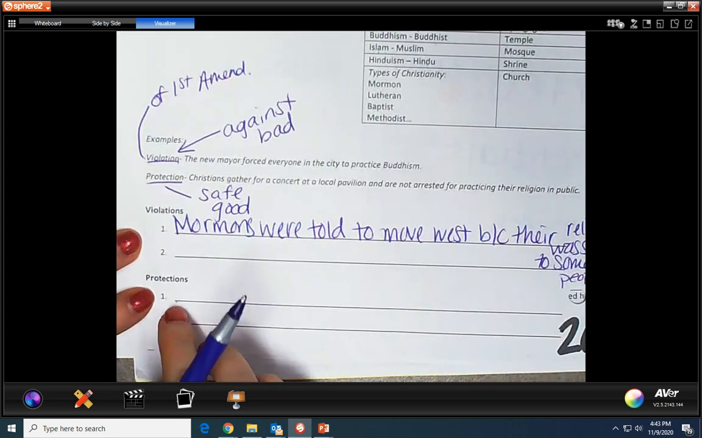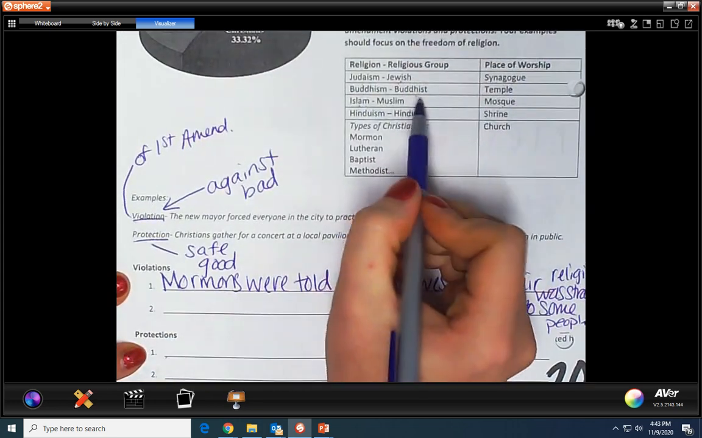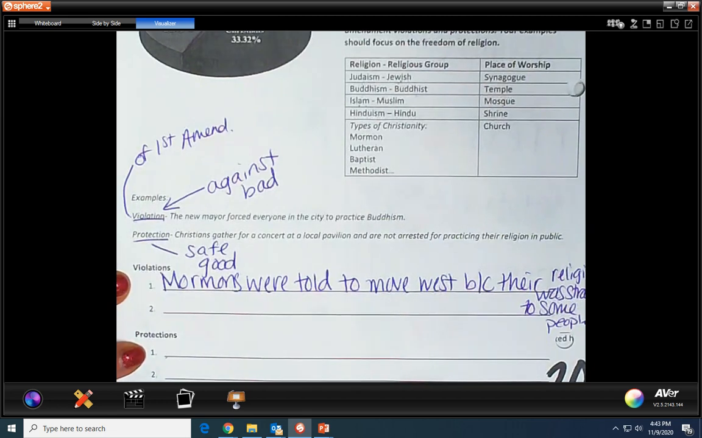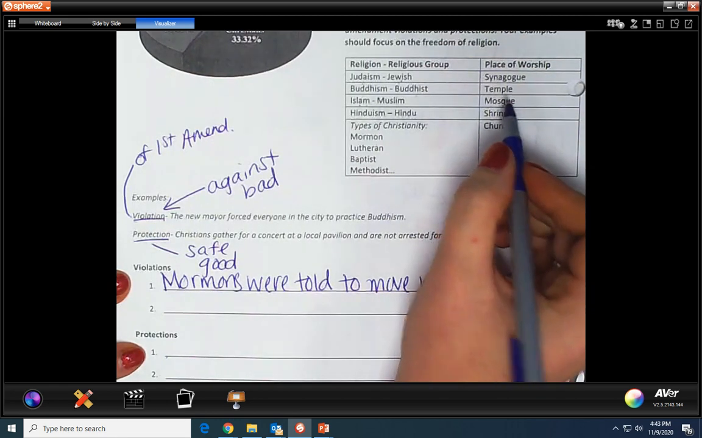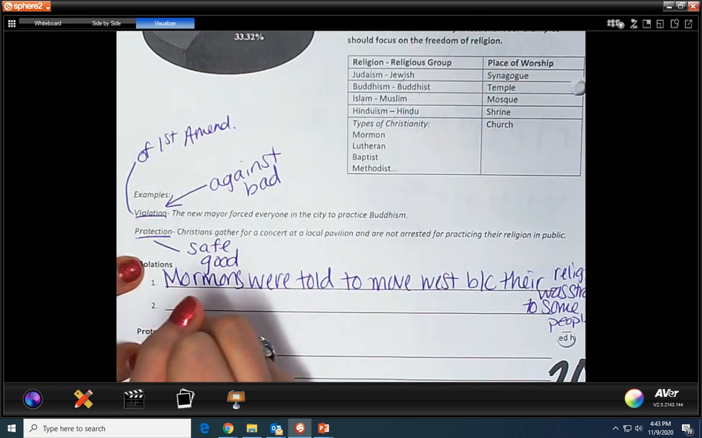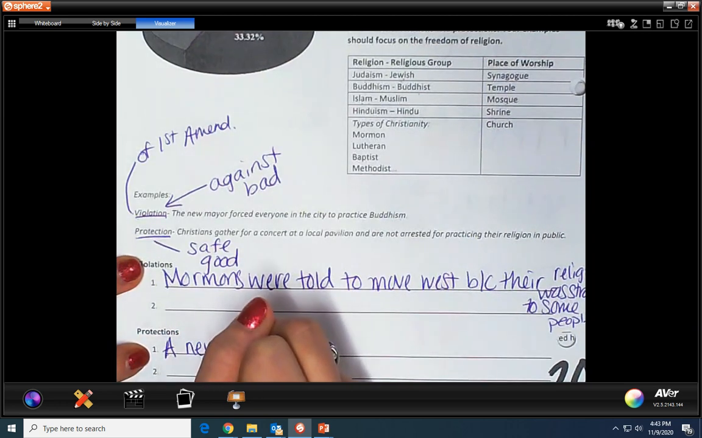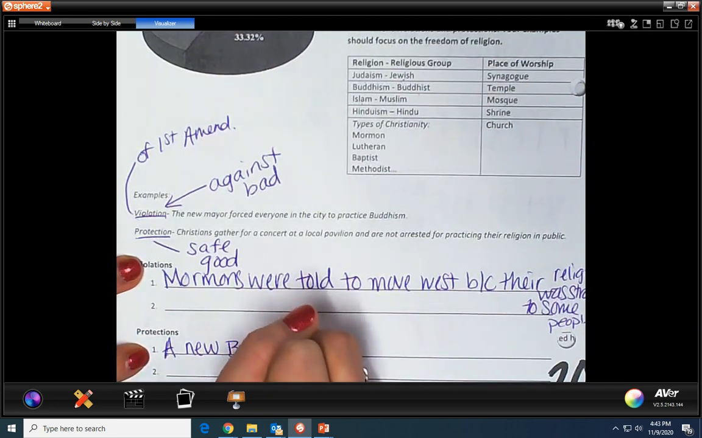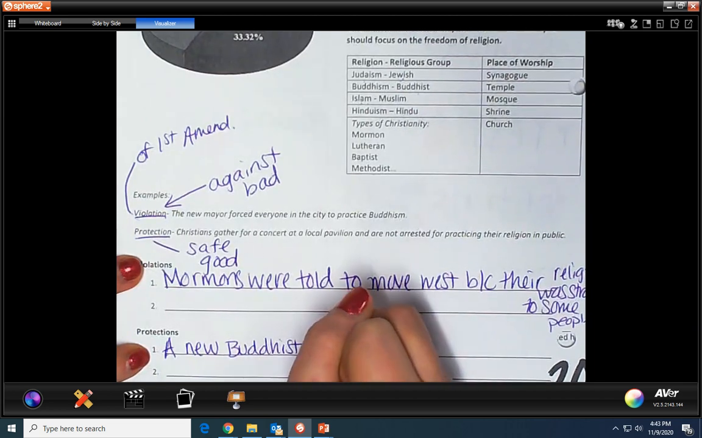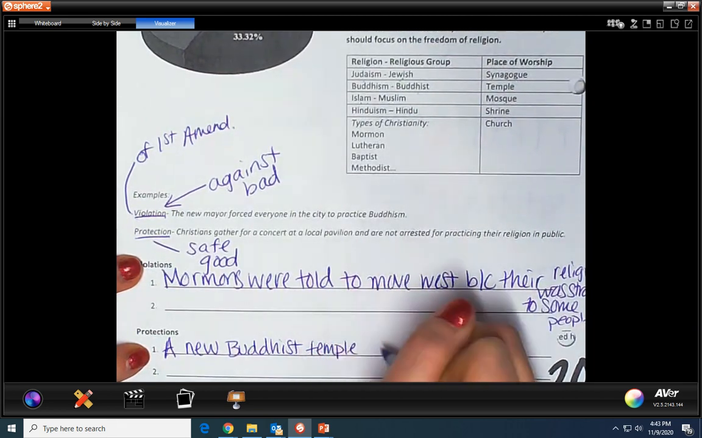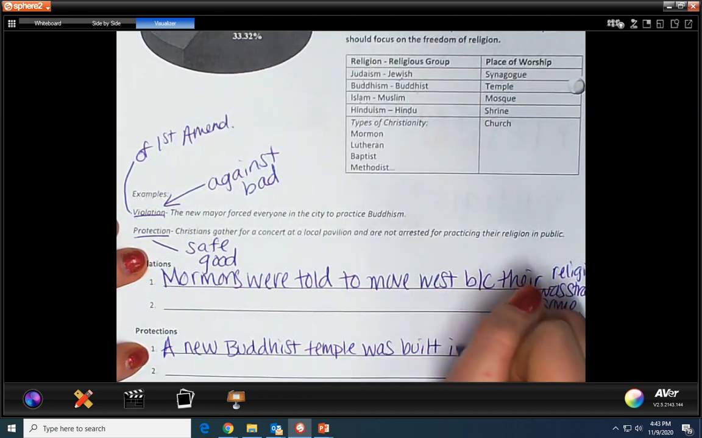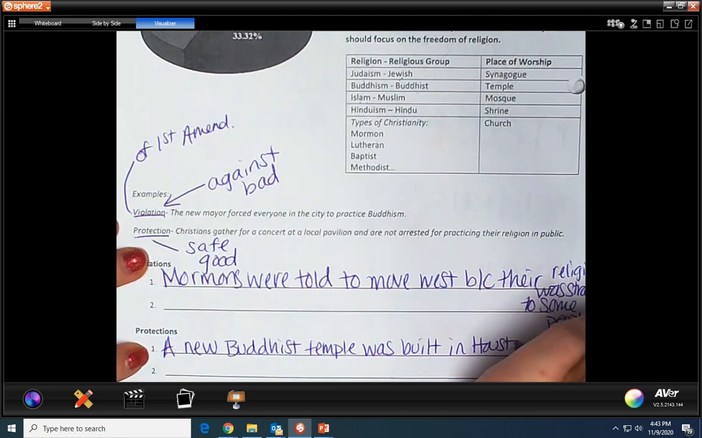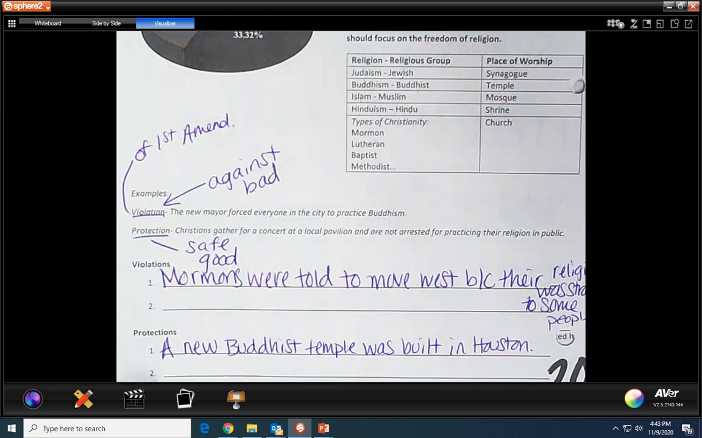So let's look at an example of a protection. I'm going to use a building for this one. Let's say a new Buddhist temple was built in Houston. Is that allowed? Sure thing. It's a protection.